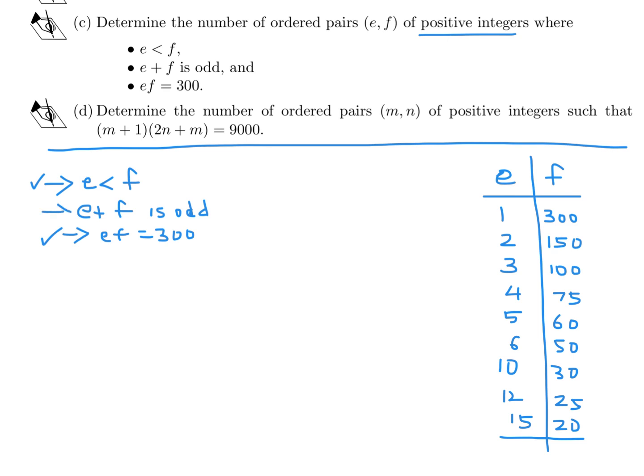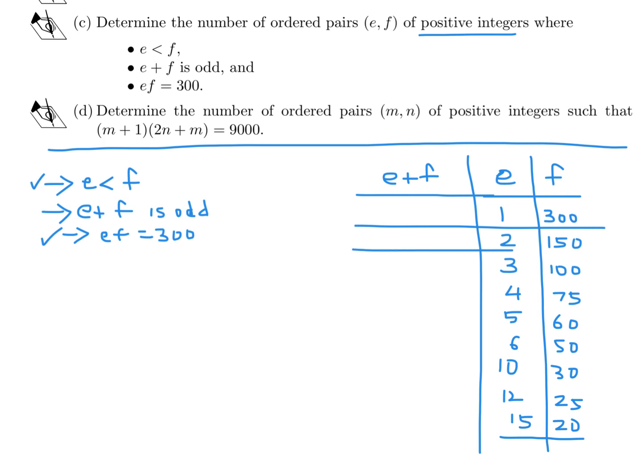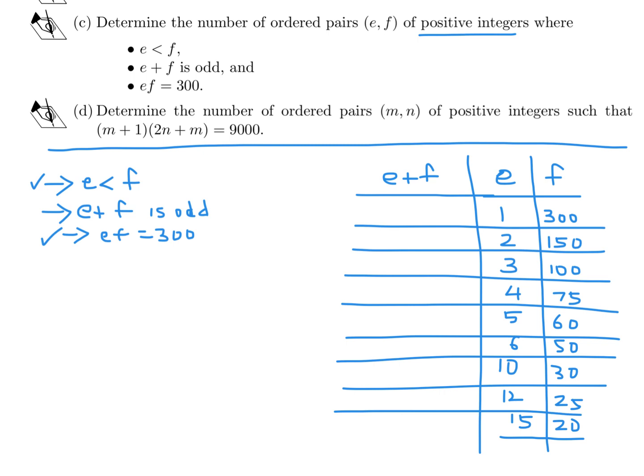Now we have to concentrate on which of these has a scenario where E plus F is odd. Shouldn't be too hard to figure out. E plus F here is odd. This one is going to be even, so that one I won't count. This one is odd. This one is also odd, I believe. This one is also odd. This is even. This is even. This is odd, and this is odd.